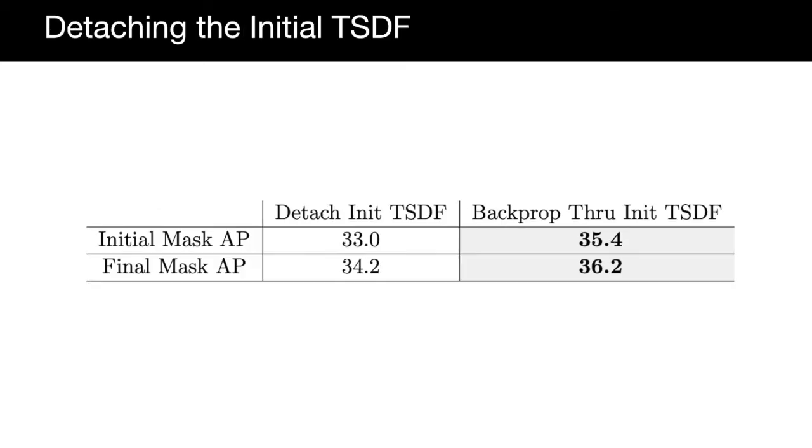In this table, we see that by passing the gradient from the final TSDF through the initial TSDF head, we improve the AP of both. Finally, we see that the AP of the initial TSDF when passing gradients is higher than the AP of the final TSDF when not passing the gradient. This suggests that the Chan-Vese optimization can also be used only during training for improving the performance of the mask head and discarded during inference.